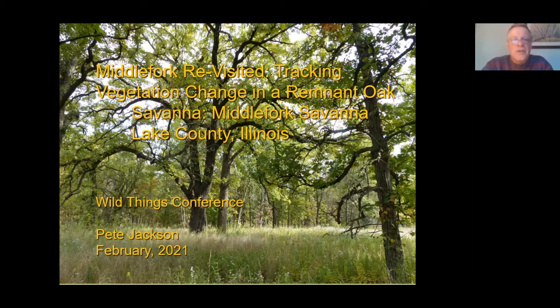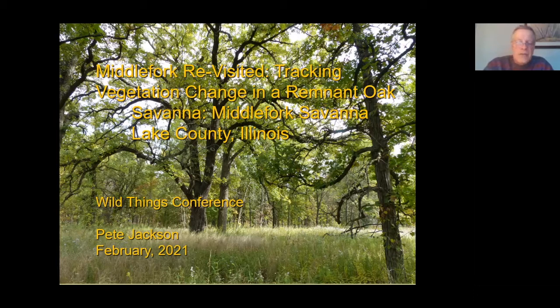Welcome to this session titled Middlefork Revisited, Tracking Vegetation Change in a Remnant Oak Savanna. In 2005, I conducted a vegetation survey of a mesic silt loam savanna remnant located at Middlefork Savanna Forest Preserve as part of my graduate thesis. This work resurveyed vegetation plots sampled by Marlin Bowles in 1996.